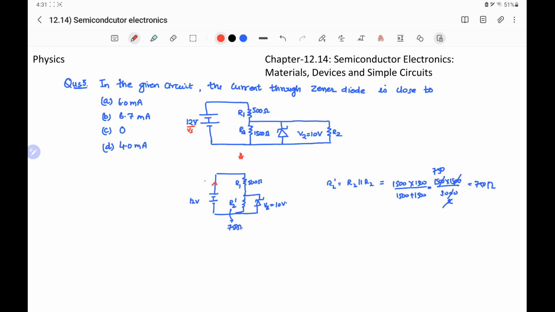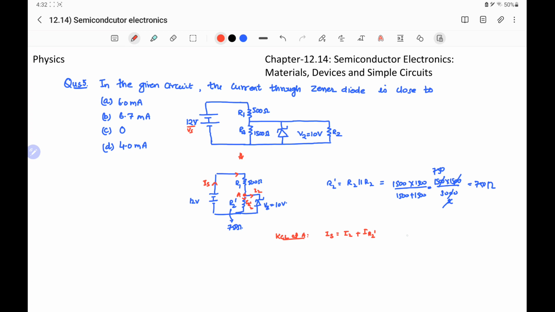Now if Is is the current flowing through the source, then it will flow through R1, and at junction point A it divides in two parts. One is IR2 dash and another is IZ. So using the KCL at junction point A, that incoming current, which is Is, must equal to outgoing current, and this is Iz plus IR2 dash. Now we calculate the value of Is and Iz.